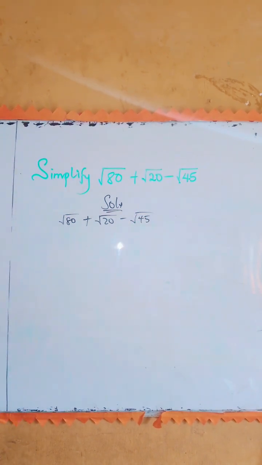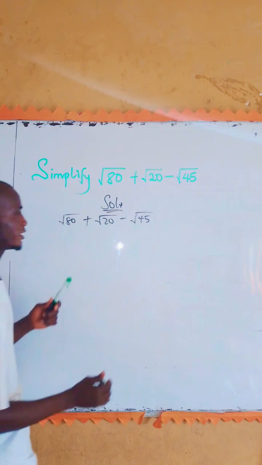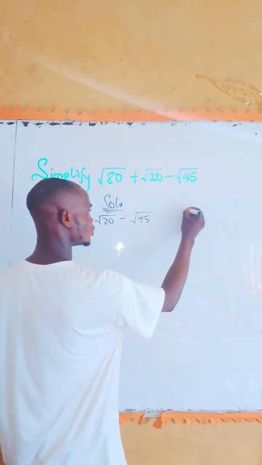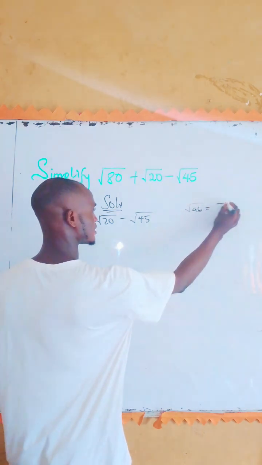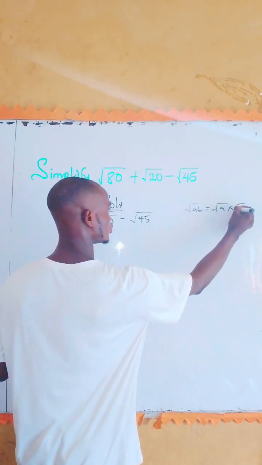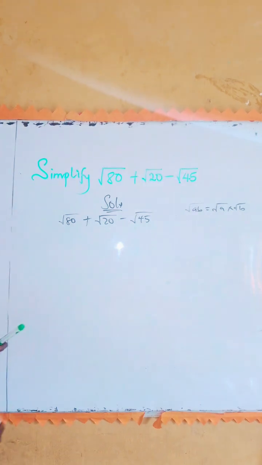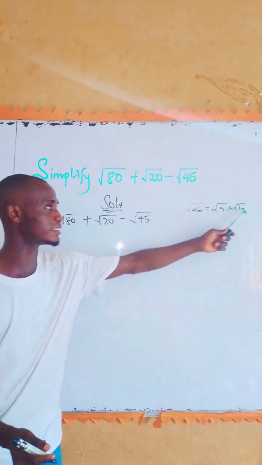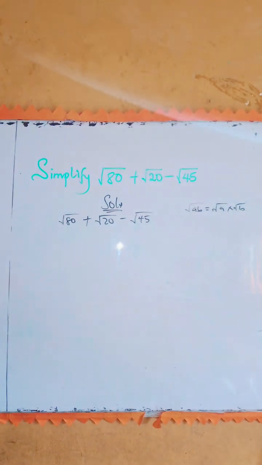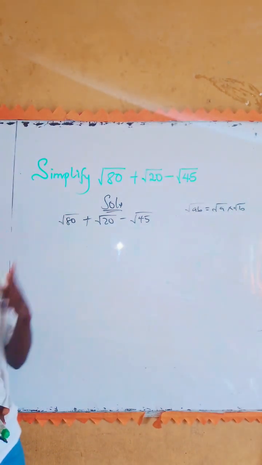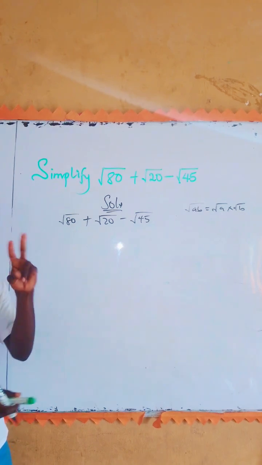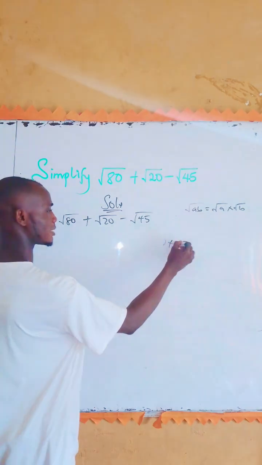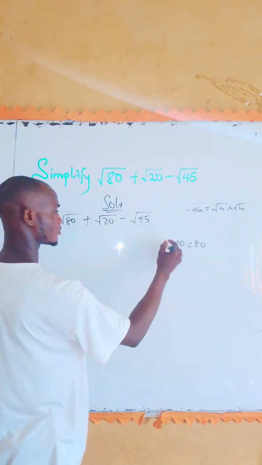First of all, let's remember the rule of surds that says that if you have root AB, it is the same as saying root A times root B. So in this expression, we are going to split it in this form. We need two numbers that multiply together to give 80. For example, 2 times 40 is 80.